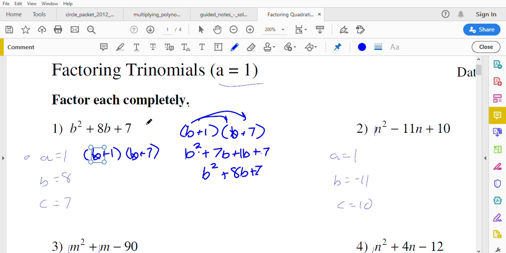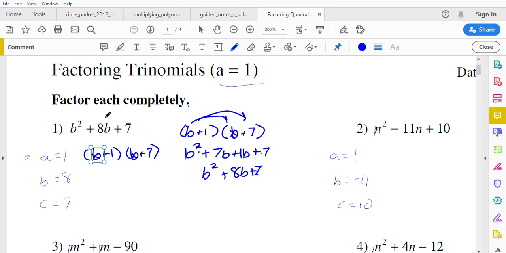So again, we need to be able to, like we said last week, take apart a machine and put back together a machine. Last week we put it together. This week we're taking it apart. So pretty much to sum it up, does A equal 1? Yes, we can continue. What are my factors of my C term? Which set of those factors adds up to my B term?